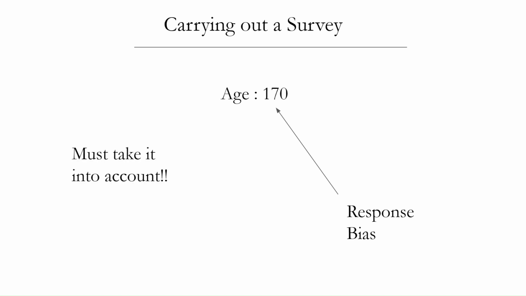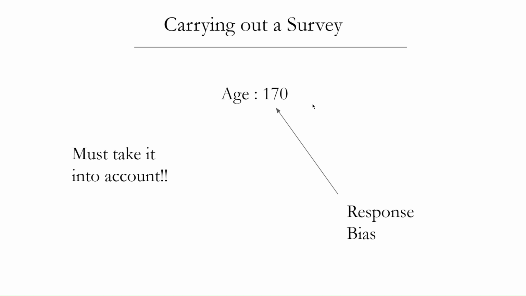Now let's get to actually carrying out a survey. Let's say that you ask a question to a participant and they give an answer that is bluntly false. For example, age 170. This is called response bias because it's just bluntly false. One thing I will say is that you must take it into account, otherwise it is going to lead to bias. You have to take these into account, even though it seems like it's false.